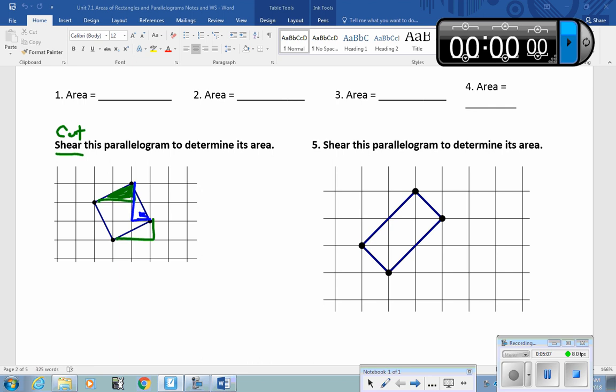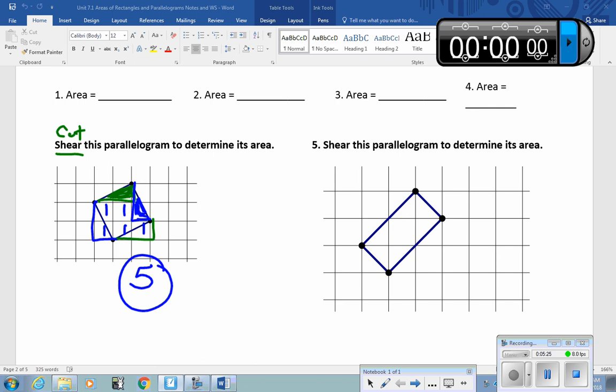I'm going to take this triangle. That's not complete. It's not squares. I'm going to cut that out, and I'm going to stick it right here. So I'm going to count each of these squares to get my area. My area ends up being 5. Now there's no measurement, so I'm just going to leave it as 5.